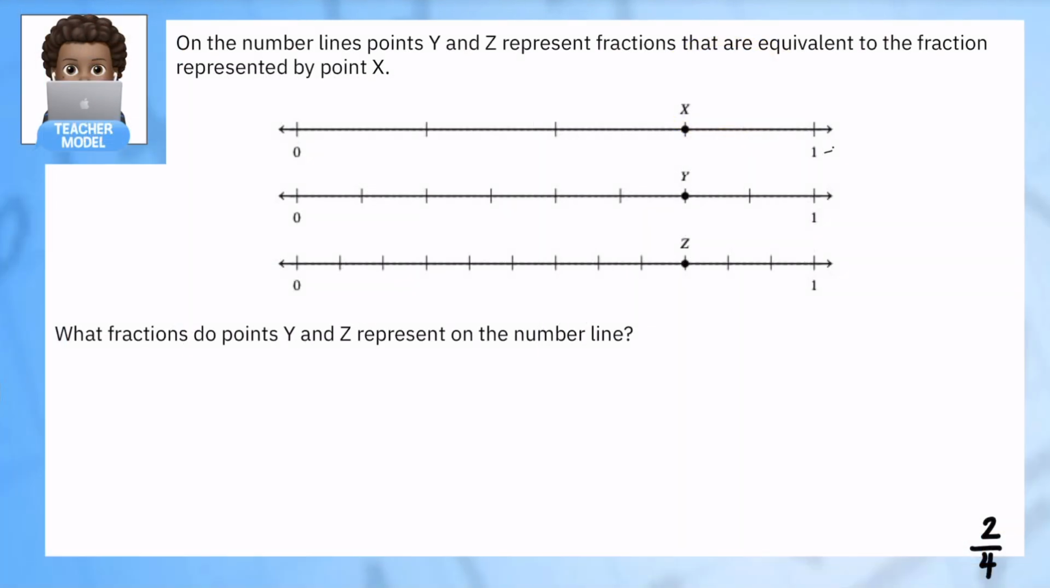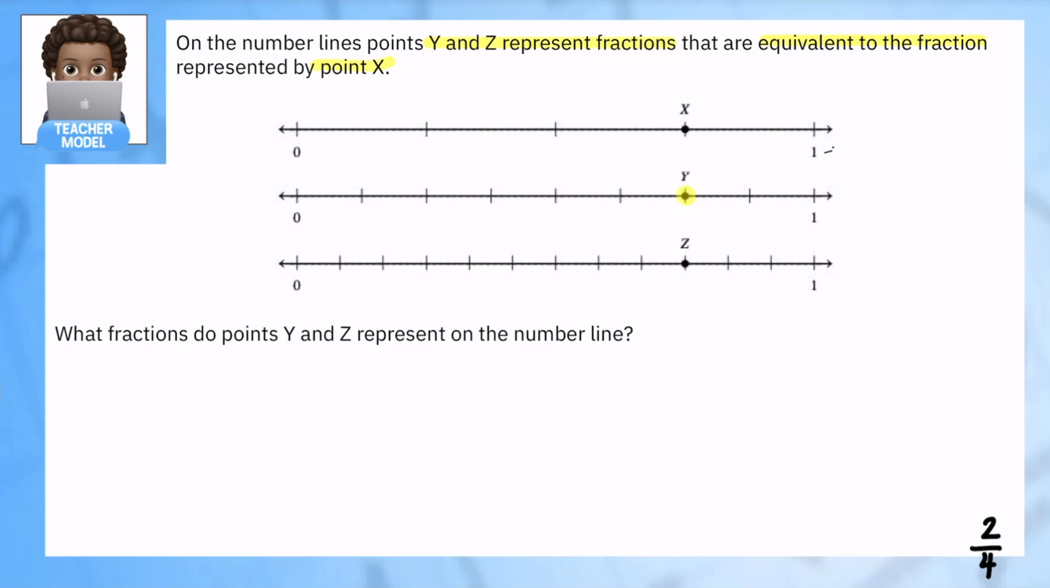Here's our second example. On the number line, points y and z represent fractions that are equivalent to the fraction x. So all of these have the same value on these lines. They're all at the same point, and each of these lines is the same length. They go up to 1. They're all the same size, but they have different fractions. What fractions do points y and z represent? So that's what I want to figure out.